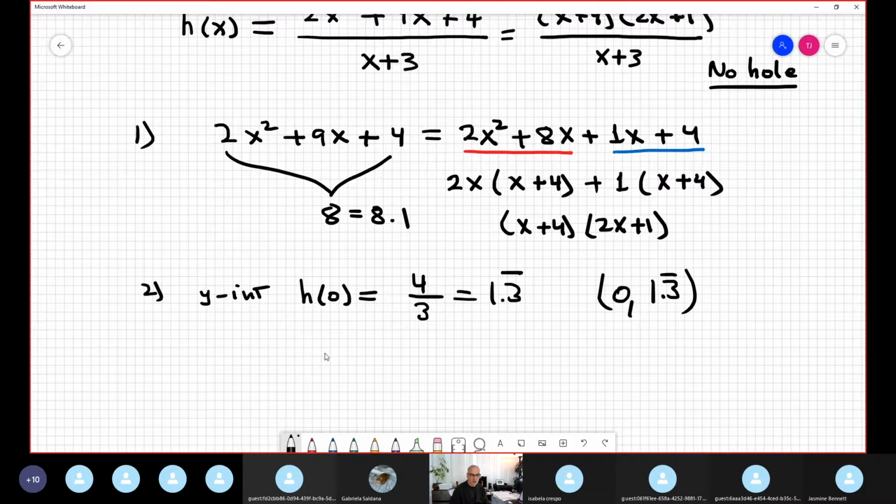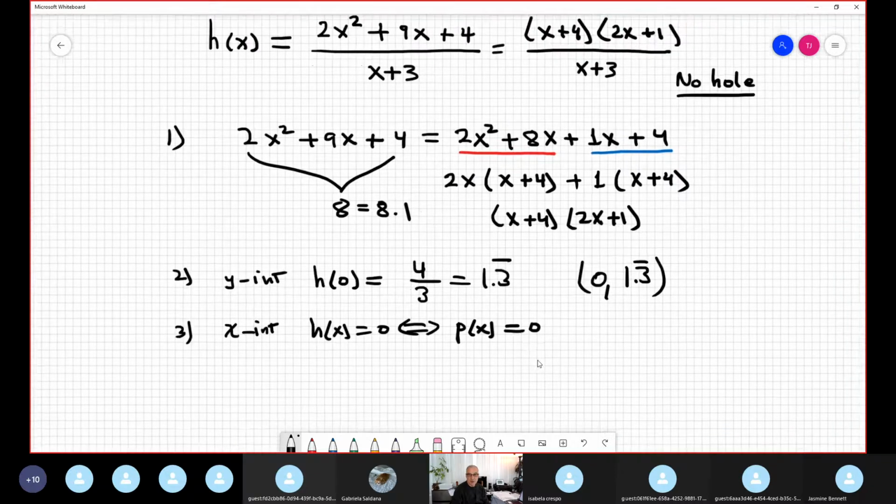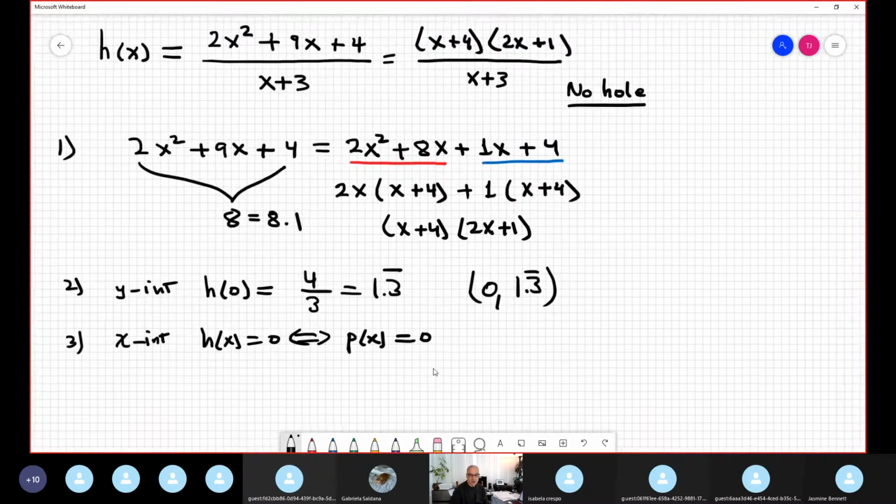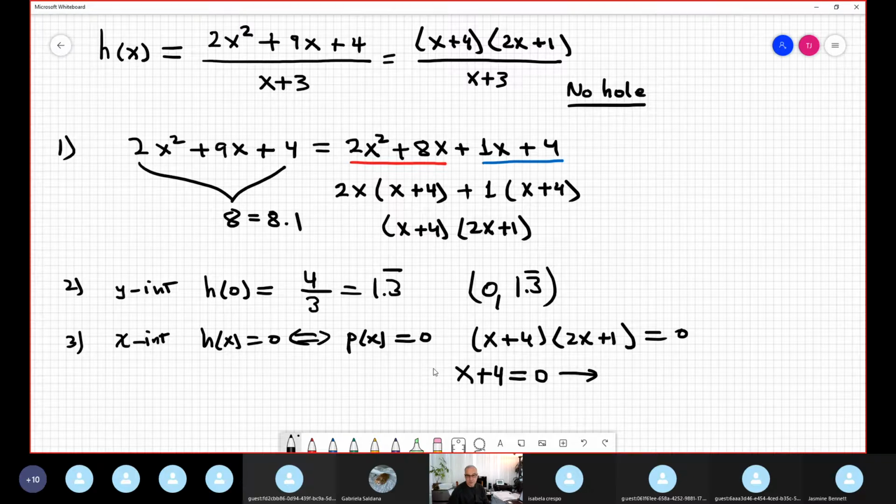Okay, and number 3 is the x-intercept. The x-intercept is where the function equals 0. It's equivalent to saying p of x equals 0, that is, the top polynomial equals 0. But I take advantage that this polynomial is already factored, so it's easy. It's basically (x plus 4)(2x plus 1) equals 0. I set each factor equal to 0. The answer is negative 4. Therefore, the point as an ordered pair is (negative 4, 0).